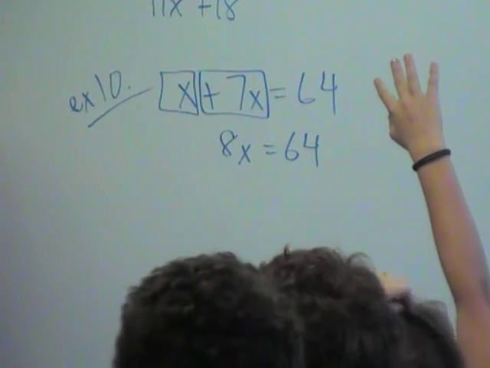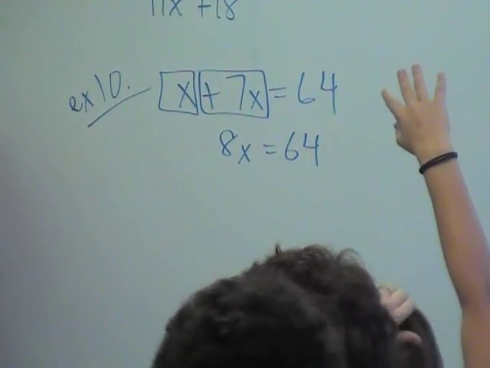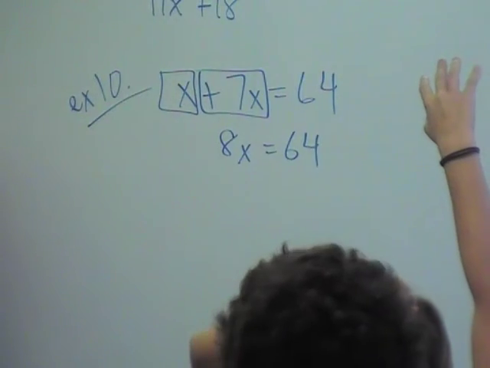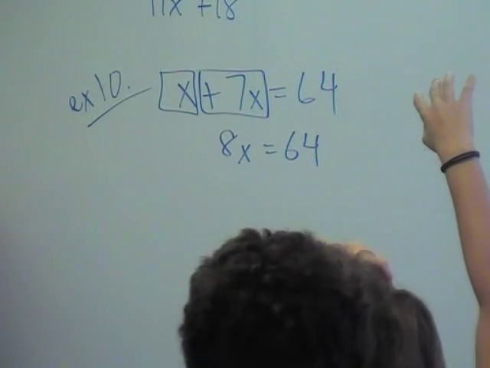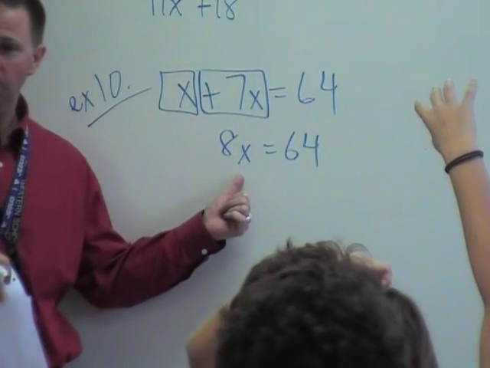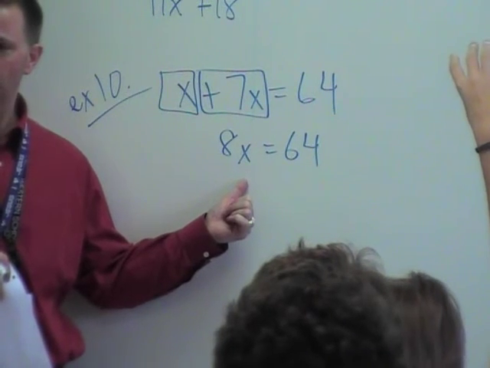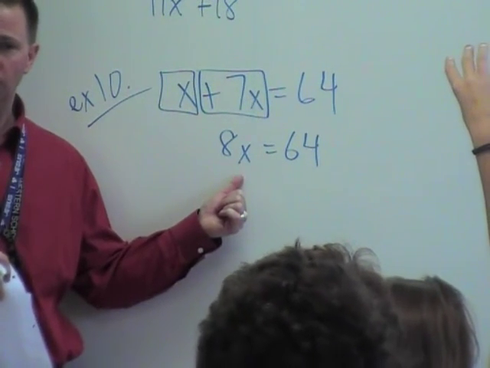You want to get x by itself. Once you've simplified, now get x by itself. Those steps in chapter 2: identify the term that has the variable in it you're solving for. Get rid of any other terms. Divide off the coefficient. That's it.